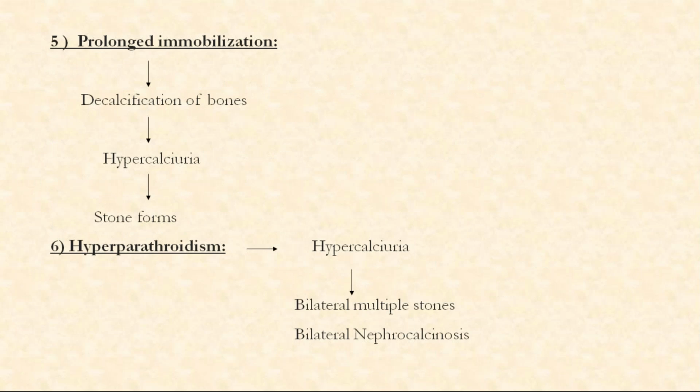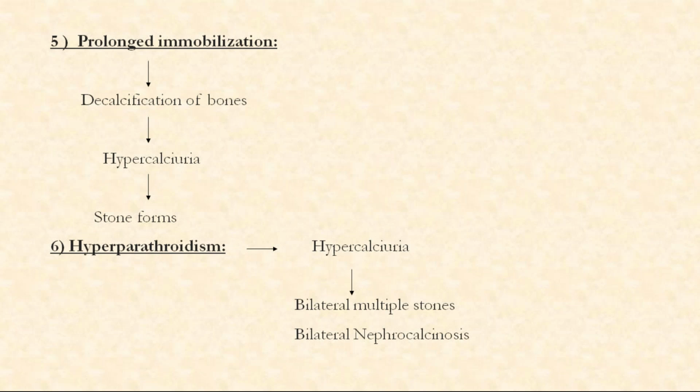Next, prolonged immobilization, for example in paralytic patients or after orthopedic or major surgeries. What happens? When there is prolonged immobilization, there is decalcification of bones. Decalcification means the calcium comes out from the bony areas and produces hypercalciuria. This hypercalciuria is likely to develop stone formations. So decalcification can occur in prolonged immobilization, and that also leads to the formation of renal calculi.